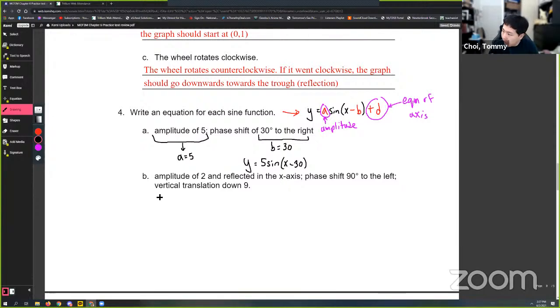For part B, if you haven't done so, I'm going to give you a minute to create the equation for part B, and then we're going to take it up real quick. I'm going to give you a quick minute to solve it.